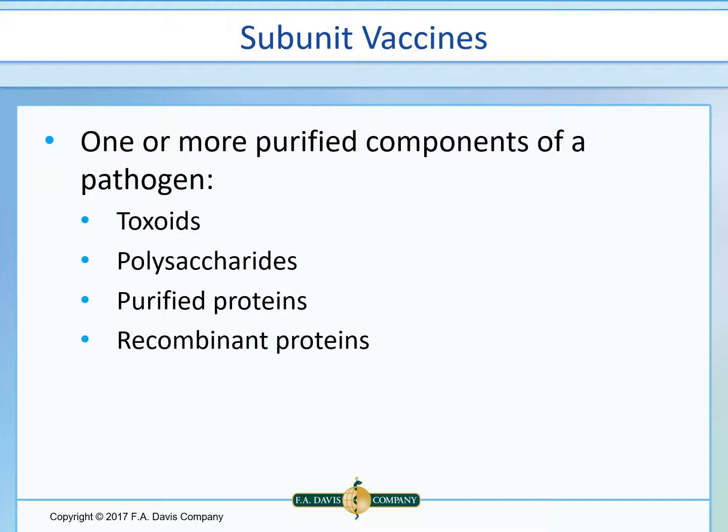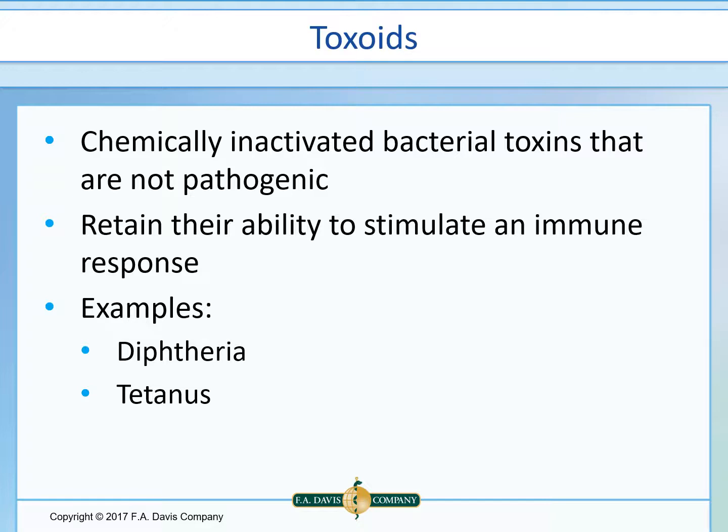These consist of 1 or more purified components of a pathogen that are capable of stimulating an immune response. The forms of subunit vaccines that are routinely used are toxoids, capsular polysaccharides, purified proteins, and recombinant protein antigens. Toxoid subunits are chemically inactivated bacterial toxins that are not pathogenic, but they retain their ability to stimulate the immune response. The pathology of some bacterial diseases, such as diphtheria and tetanus, is caused by a single exotoxin.